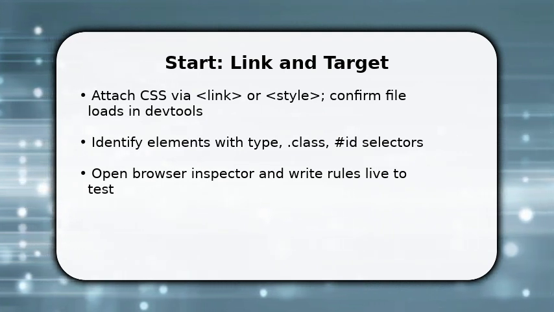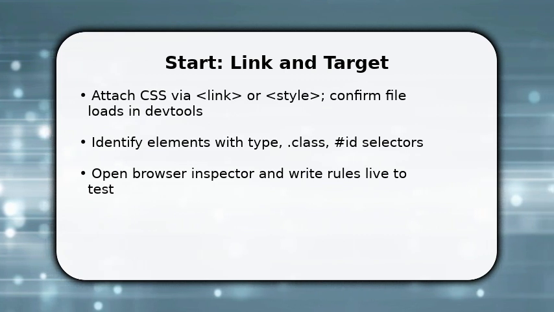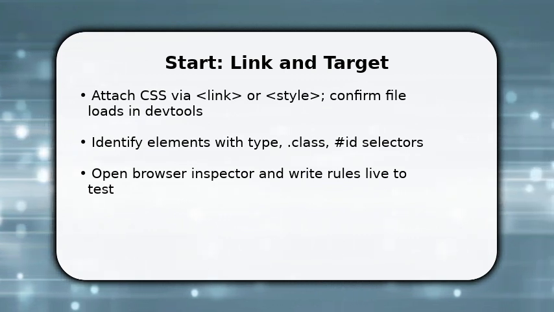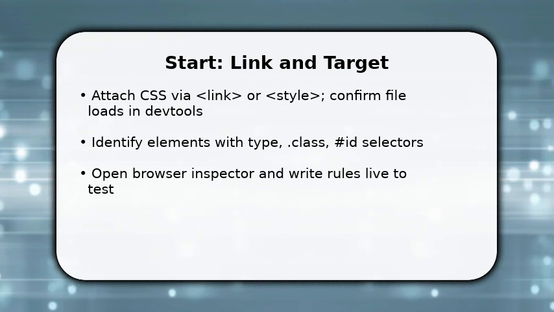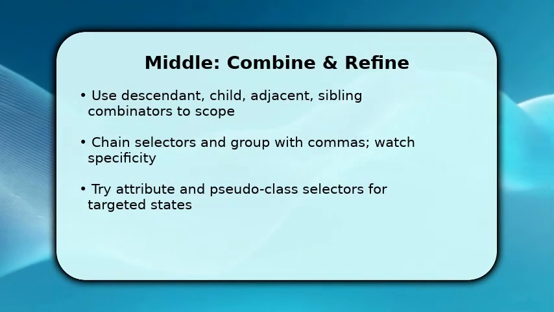Once done, use the editor in DevTools to refine selectors and confirm cascade behavior. This fast feedback shows why each selector matters before you commit changes. You now combine selectors to be more precise.